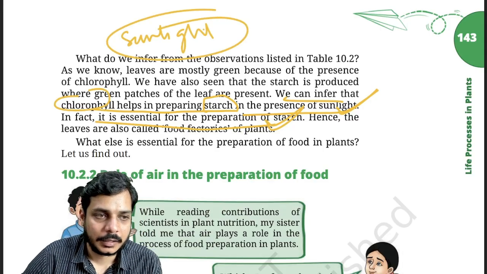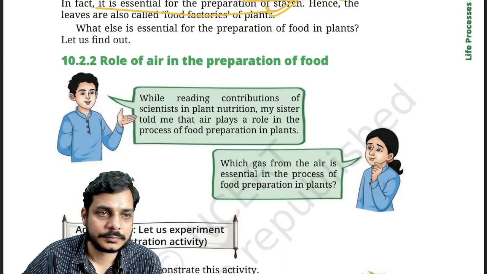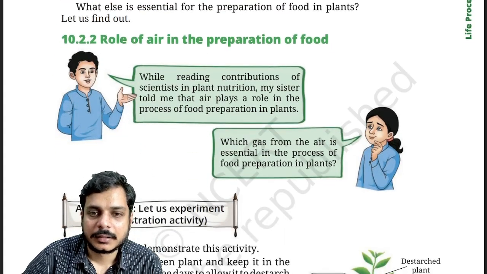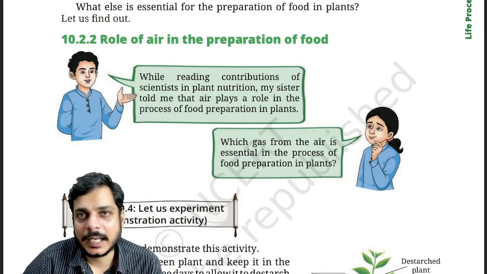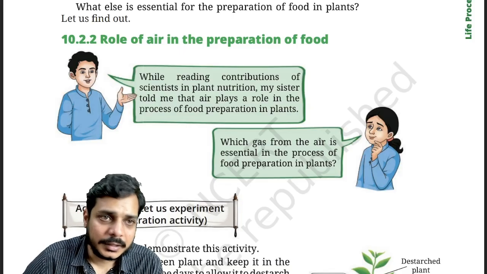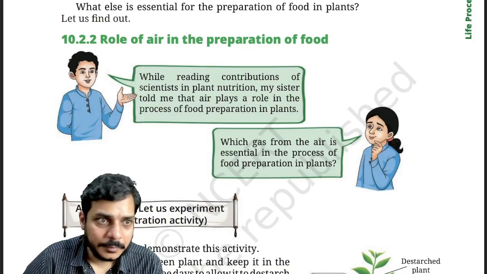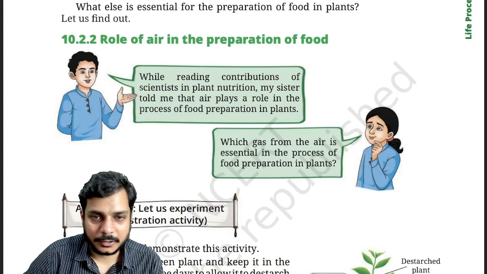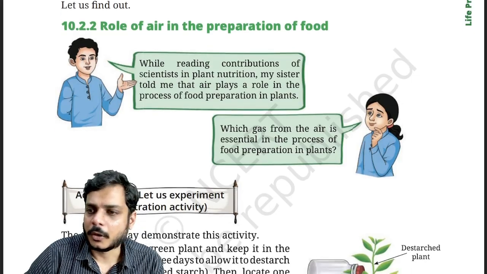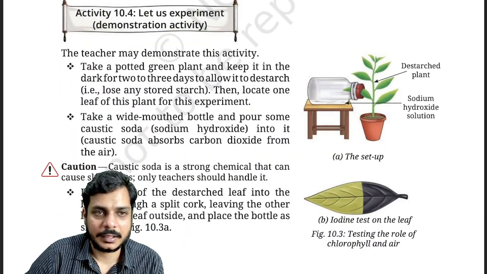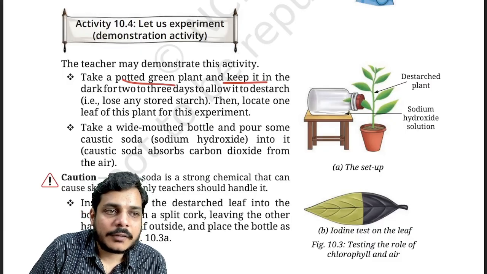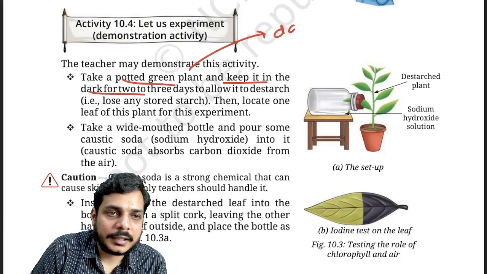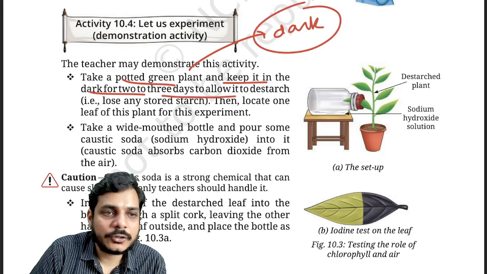Now, next part, role of air in the preparation of food. Is air required, or could we do without air also? That means if you just place the plant in moist soil, and you have sunlight, does it appear that the food is going to be prepared? So again there is an activity. You take a potted green plant like this and keep it in the dark for 2 to 3 days. That means no sunlight. You are using a dark medium, and 3 days to allow it to de-starch.